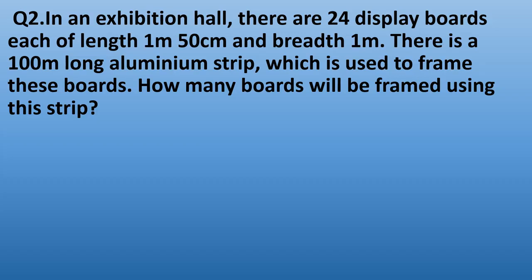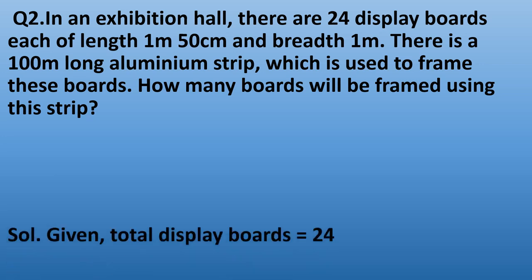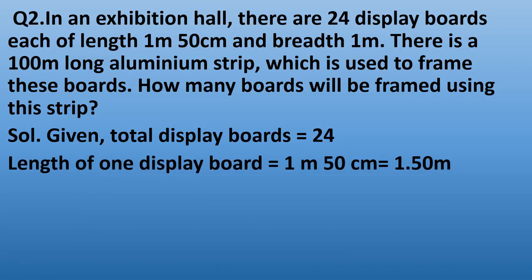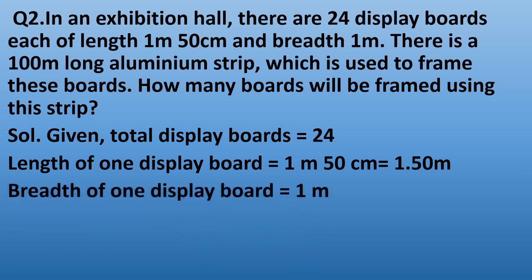Okay. Now in this case we have to do framing with aluminium strip, which is 100 meter long. Now it is asked how many boards we can frame using this 100 meter long strip. How many boards can be framed? Now see the solution. Total number of display boards 24. Length of one display board is equal to 1 meter 50 centimeter. Convert into 1 unit, meter, which is equal to 1.50 meter. Breadth of one display board is given 1 meter.